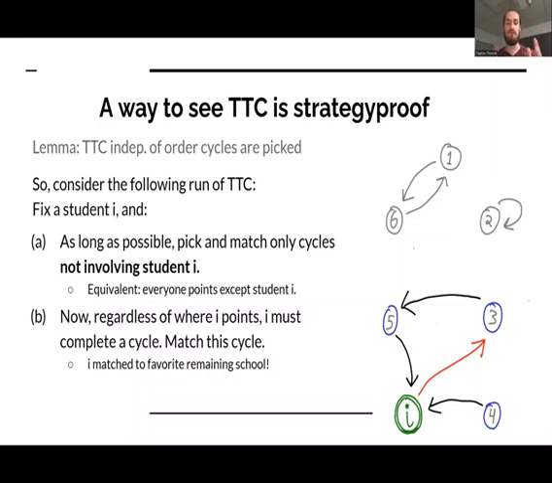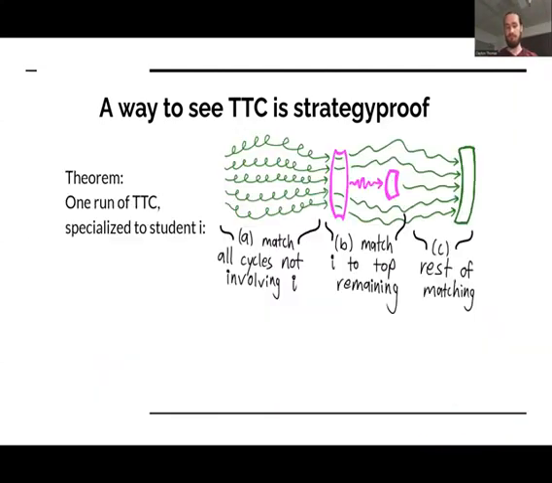Now I can observe wherever i points, whatever is the favorite remaining thing of i, this must complete a cycle. Once everyone points, there has to be a cycle, so i must complete it once I start to match them. So when I match i, I'll be matching them to their favorite remaining school. I can match the whole cycle they're in, and then I can just continue running TTC in any order you like. This is one run of TTC specialized to student i.